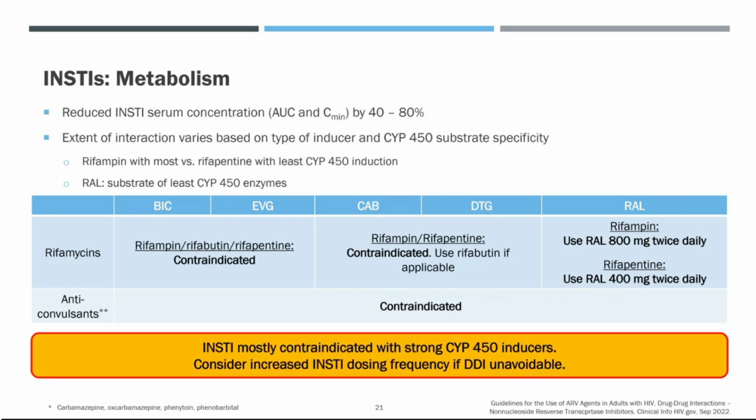So the general rule of thumb is INSTIs are mostly contraindicated with strong CYP450 inducers, and you should really consider using an increased INSTI dosing frequency if the drug interaction is completely unavoidable if you are using raltegravir.